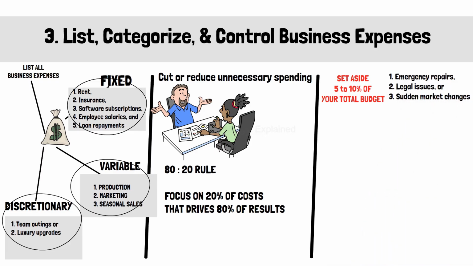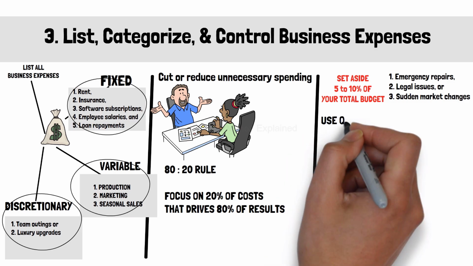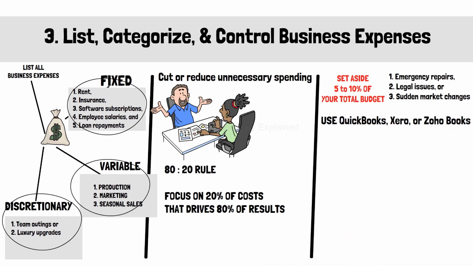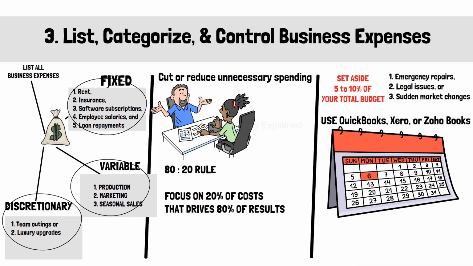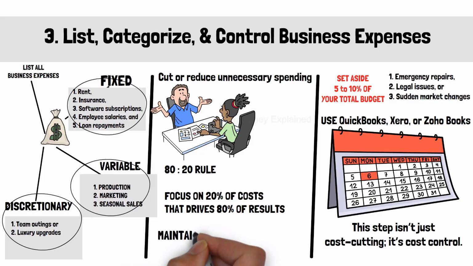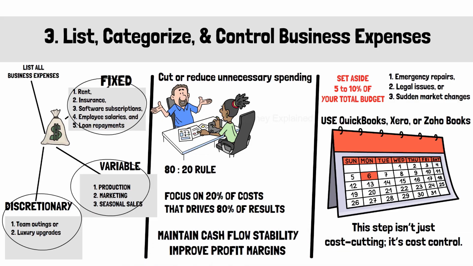Use digital accounting tools such as QuickBooks, Xero, or Zoho Books to automate tracking and gain real-time visibility. Reviewing your expenses weekly or monthly helps identify overspending early. The purpose of this step isn't just cost-cutting, it's cost control. When you actively manage expenses, you maintain cash flow stability, improve profit margins, and build a stronger, more resilient business model that survives uncertain times.